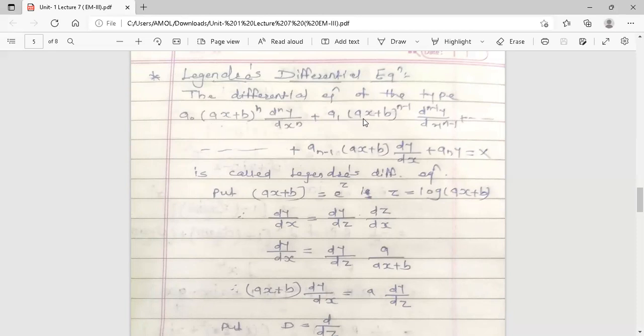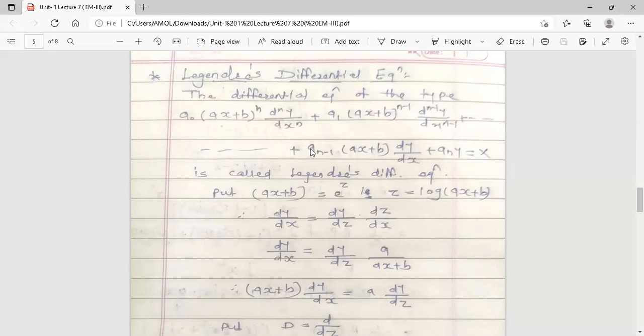See, in the second term, the n minus 1th derivative term is there. With that derivative term, there is a polynomial function of the type ax plus b, and the degree of the polynomial is equal to the order of the differential coefficient present in the same term. If this is the condition, then that type of equation is called Legendre's equation. In the RHS, there is a usual function of x, like the LDE.